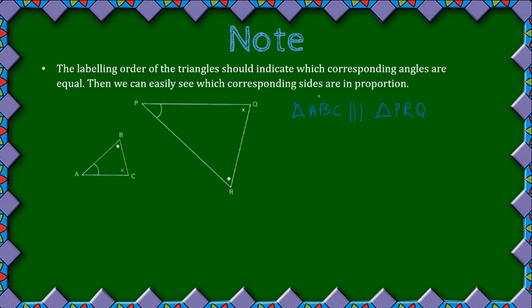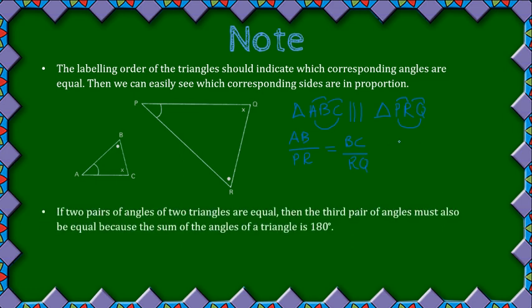This makes it easy to see which sides are in proportion. You can draw this little face, where we know that AB is in proportion to PR and BC to RQ, so that we can easily read these off. If this is in the right order, we can easily read off that AB over PR is equal to BC over RQ, and so on.